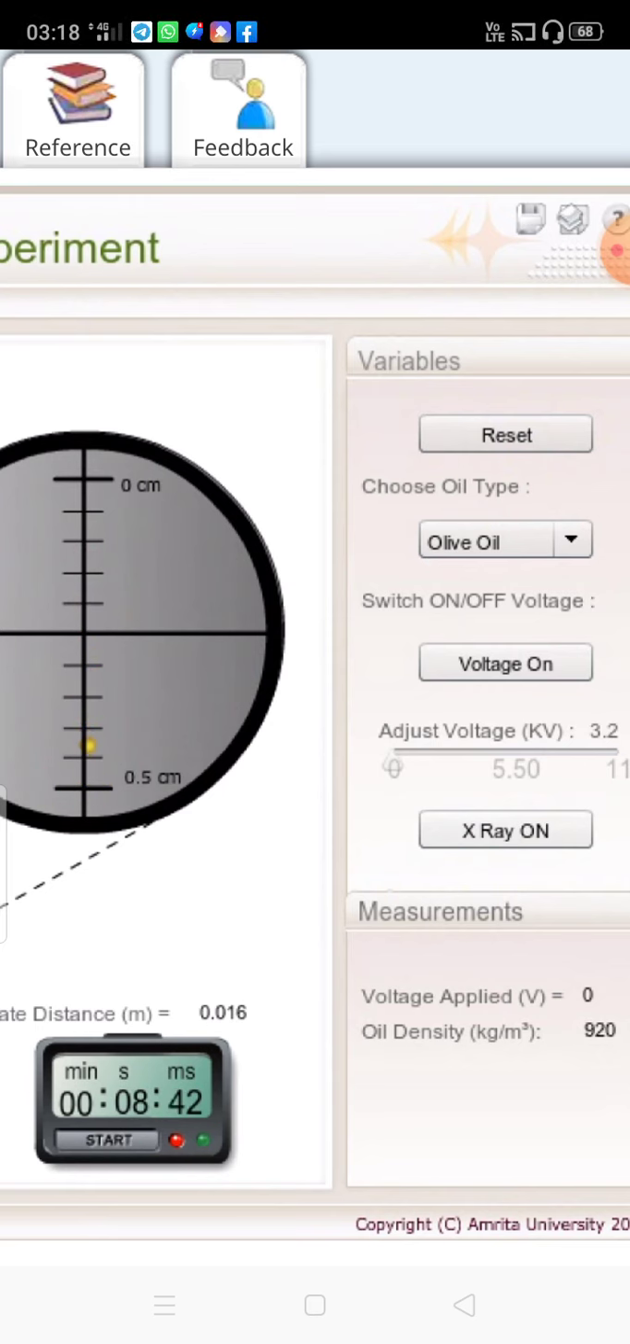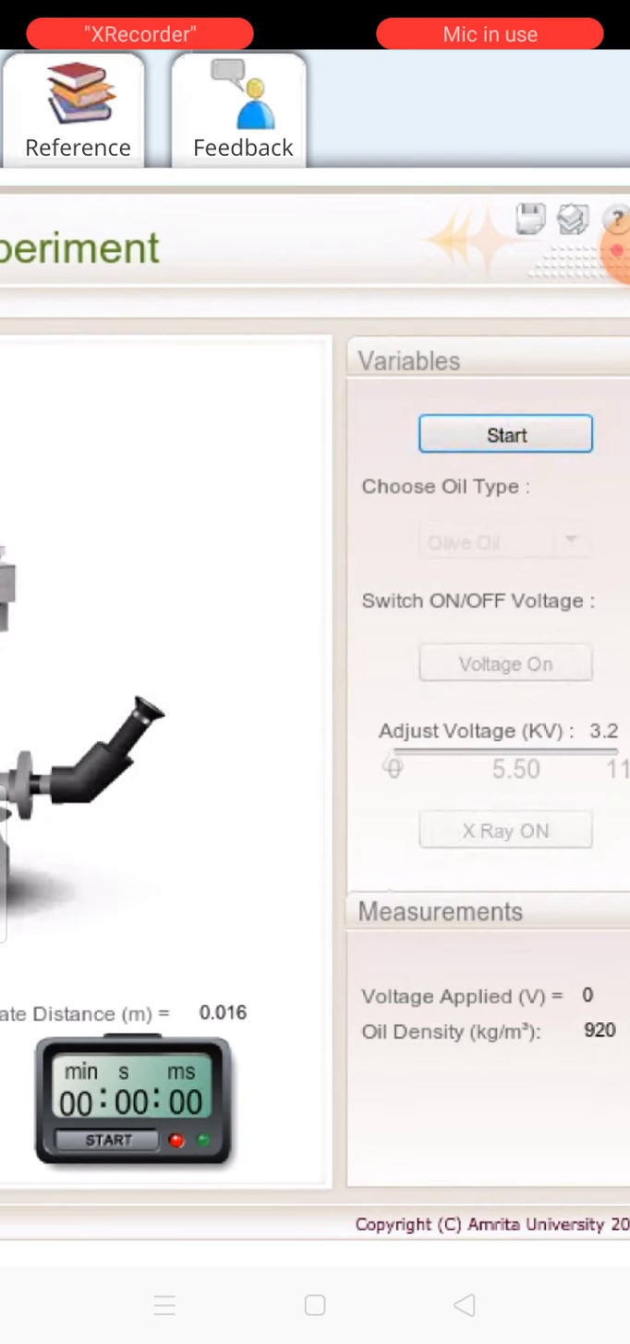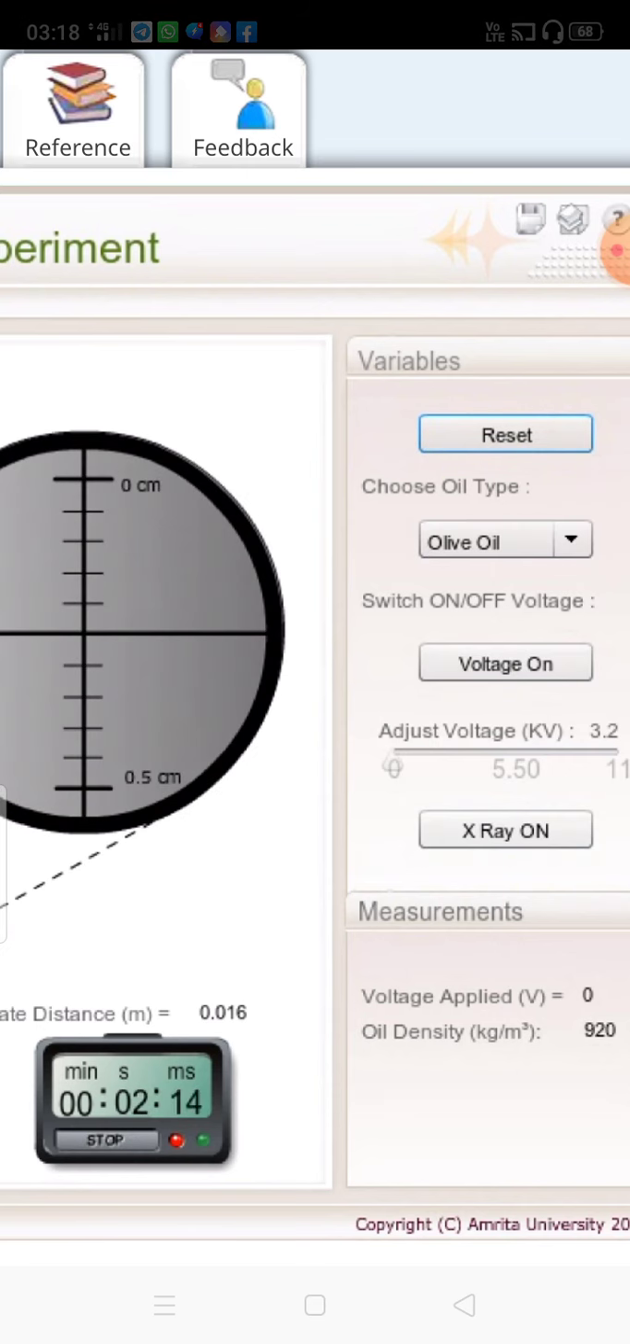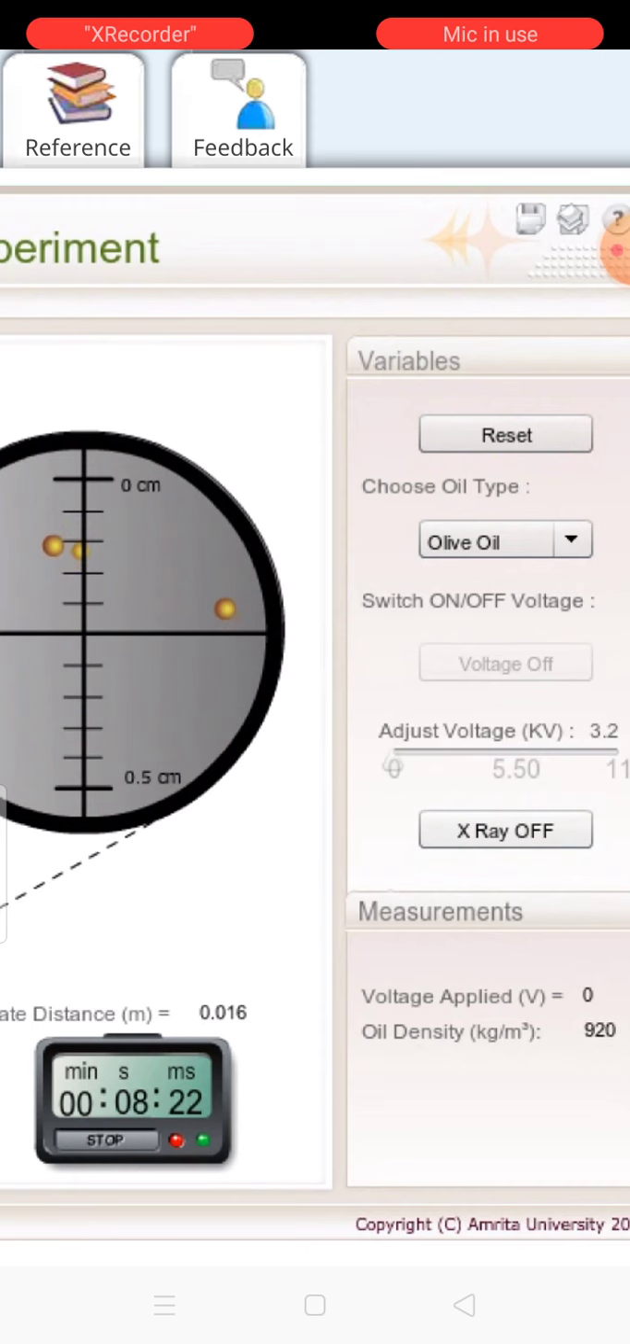So you know one thing, again you start, so better reset it, then start, then you choose an olive oil, voltage on, X-ray on, turn the time, start, ball is coming down, and stop. 5.57, then X-ray on, ball going to the opposite side, started going, when it will be going to this position, and make a double click.